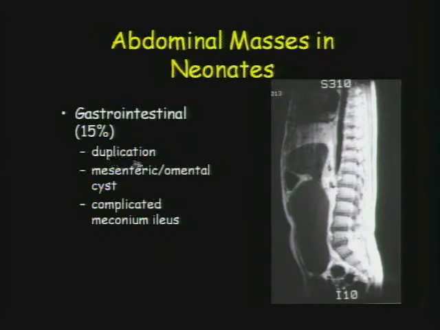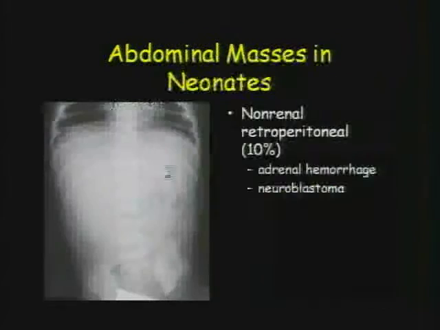Gastrointestinal masses: duplication cyst, mesenteric or omental cyst. This is a big mesenteric cyst. Complicated meconium ileus accounts for about 15% of abdominal masses in neonates. Non-renal retroperitoneal masses, the other adrenal lesions, adrenal hemorrhage or neuroblastoma, account for about 10%.